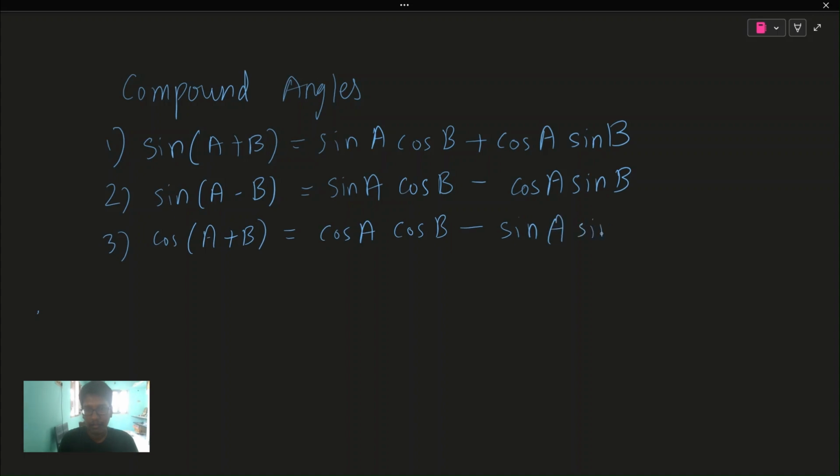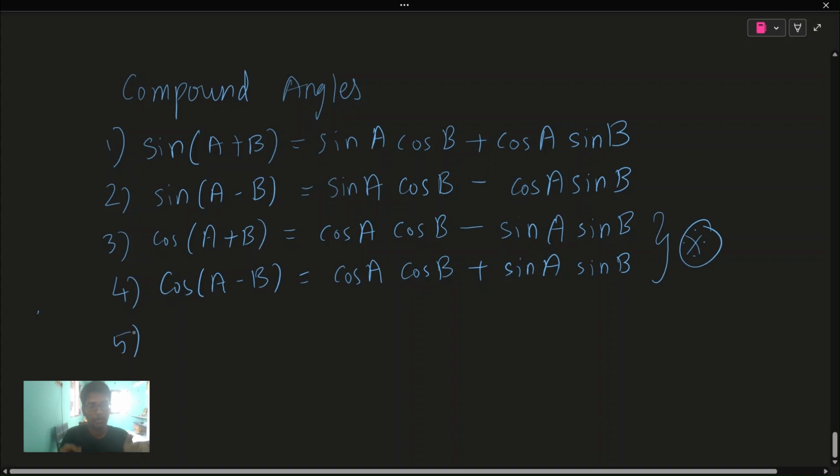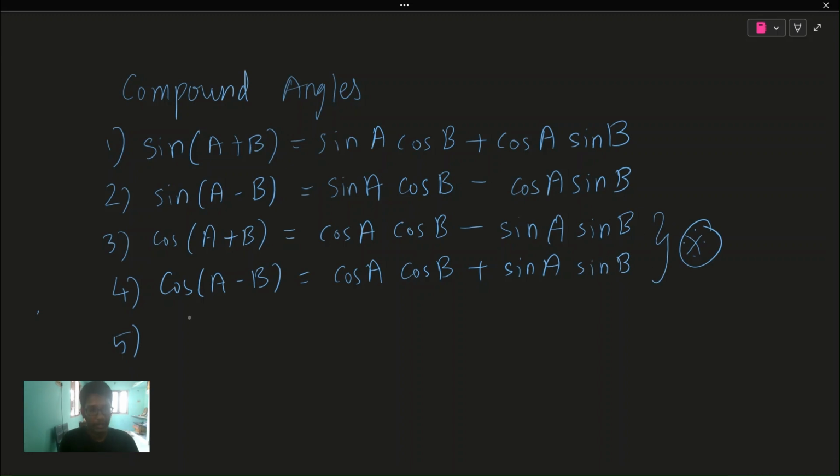Here, for cos of A plus B, it is cos A cos B minus sin A sin B, and for cos of A minus B, it is cos A cos B plus sin A sin B. This is very important to be noted. So we understood these four different types of formulas. So we all know that tan is a derived quantity of sin by cos.